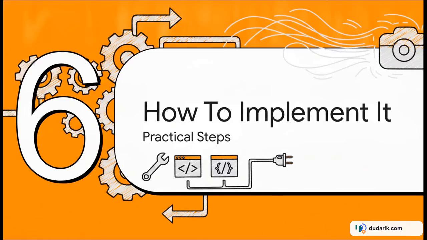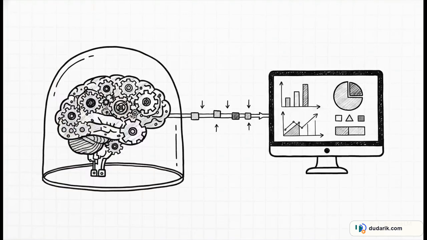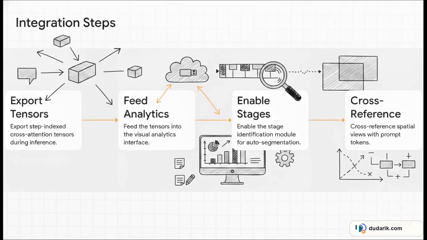And finally, Section 6, How to Implement It. Honestly, the absolute best news about all this is that the framework does not require any architectural changes to your diffusion model itself. It operates entirely as an external analytics layer that just ingests the standard cross-attention outputs your model is likely already producing anyway. No core model weight modifications are required. The whole shebang is highly accessible. So let's break down exactly how you build this out into 4 steps.